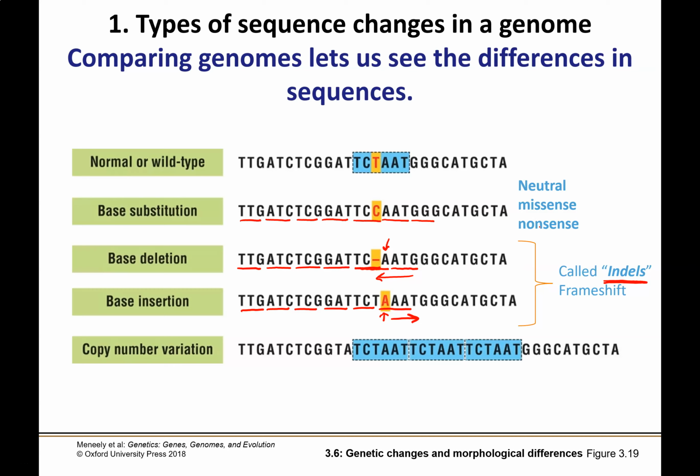Now we can also have something called a copy number variation. A copy number variation is where you have a string of nucleotides that are copied and repeated in multiples. Now, this happens for a variety of reasons we'll talk about a little bit later. We're not going to get into how it happens. I just want you to be aware that it happens.